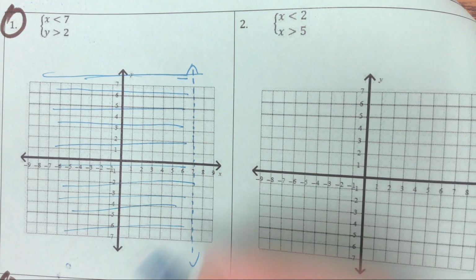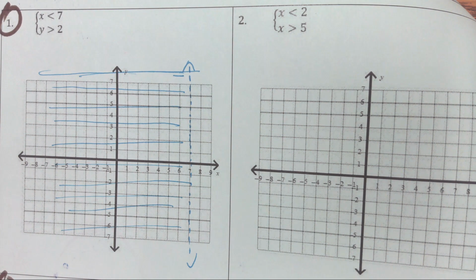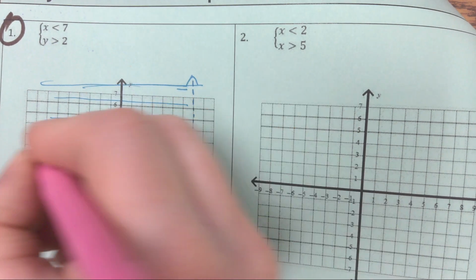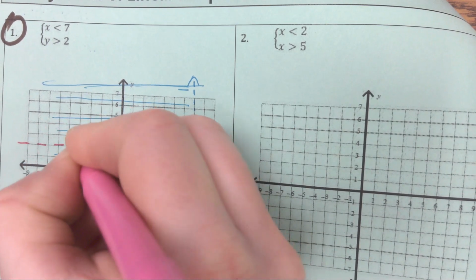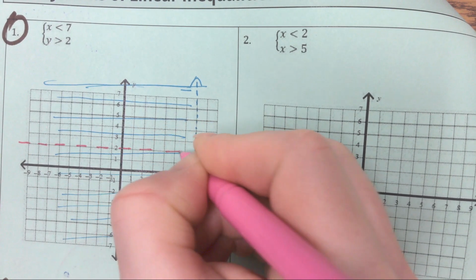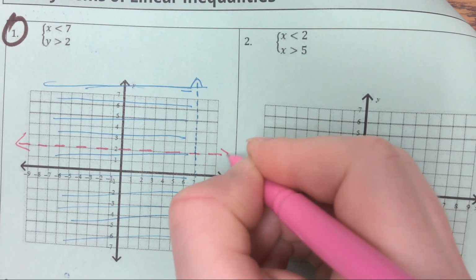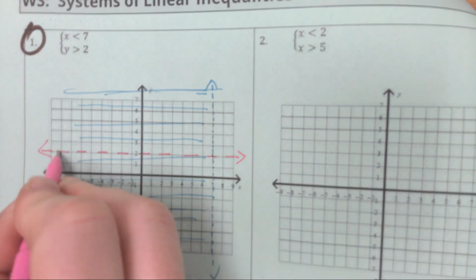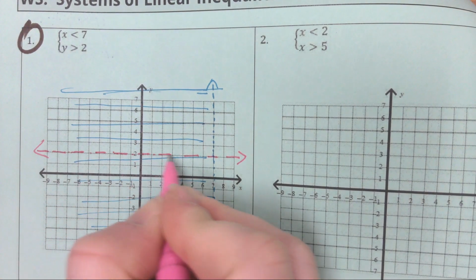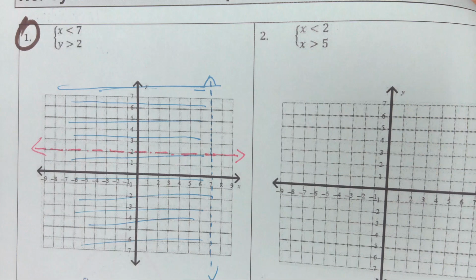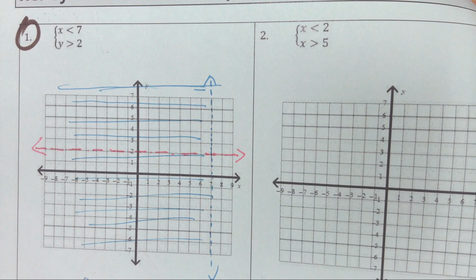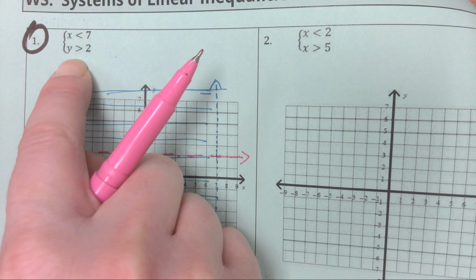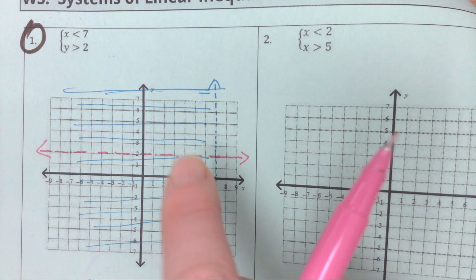All right, let's do y is greater than 2. So I'm going to do a horizontal line at 2. And it's dashed. Okay, how about this one? Where do you think I shade? Yeah, because y is bigger than 2, so the y values that are greater than 2 are up here.